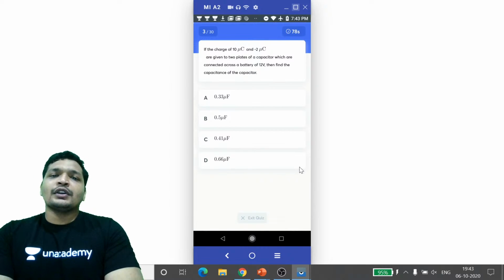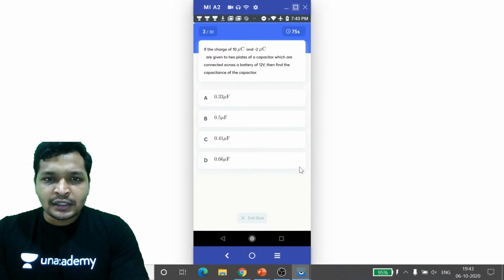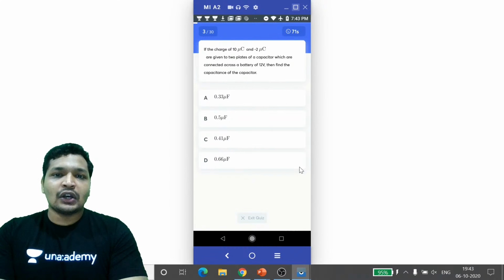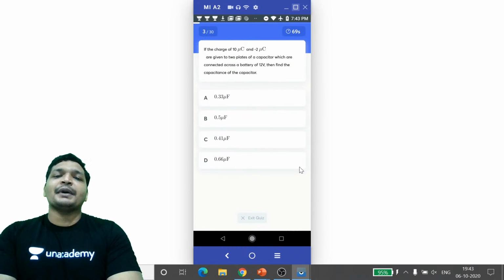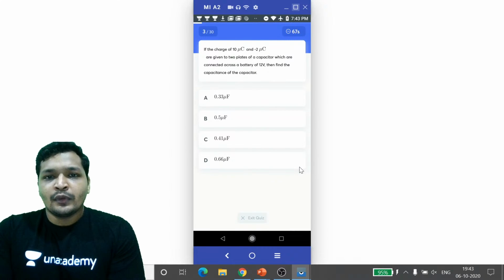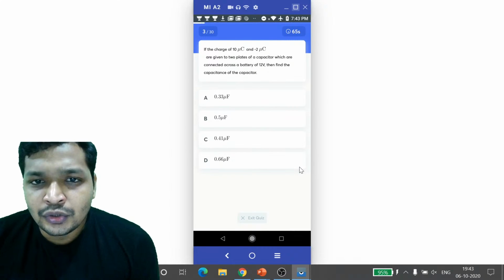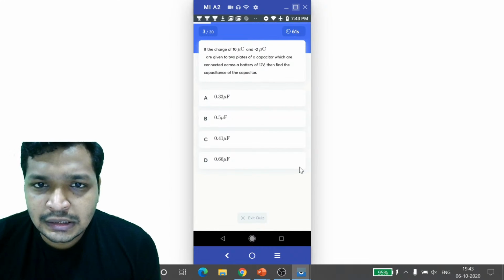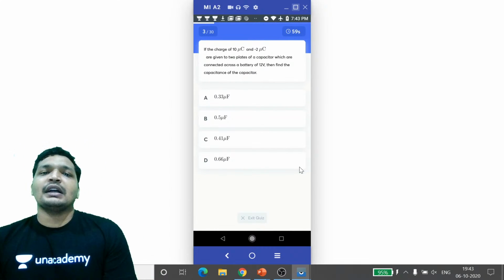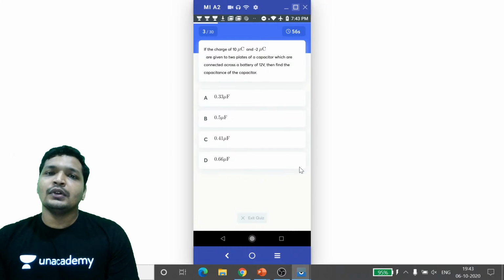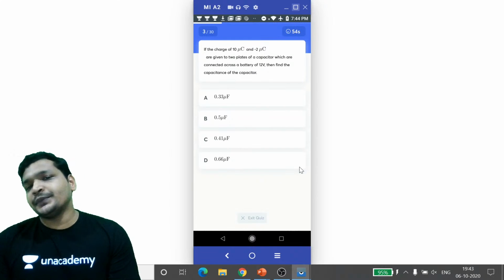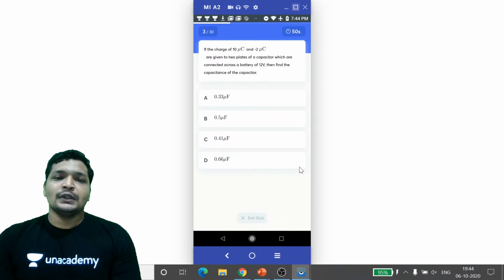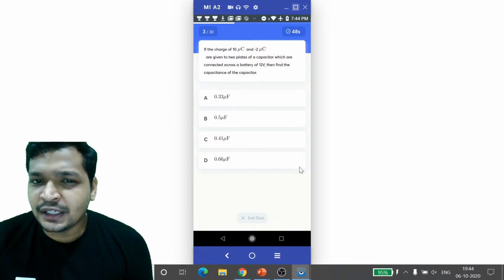All right. So if charges of 10 microcoulomb and minus 2 microcoulomb are given to the two plates of a capacitor which are connected across a battery of 12 volts, find the capacitance of the capacitor. Okay. So two different charges are given, and now you need to find the capacitance of the capacitor. So what matters? The charge on the inner side, right? Energy is stored only on the inner side. So think about it carefully. It's a very easy question.